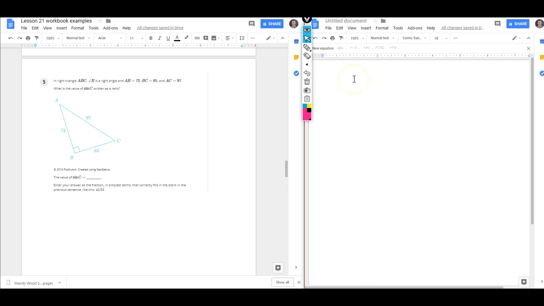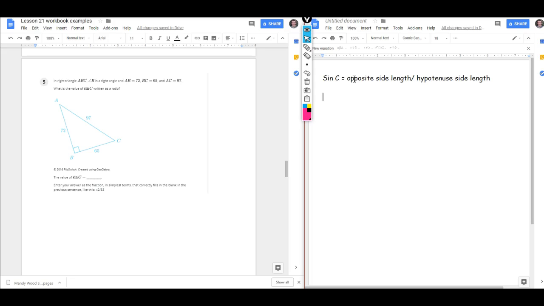So the first thing that we have to go back to is, what is sine of any angle? If you remember, sine of any angle is going to equal the opposite side length divided by the hypotenuse side length.